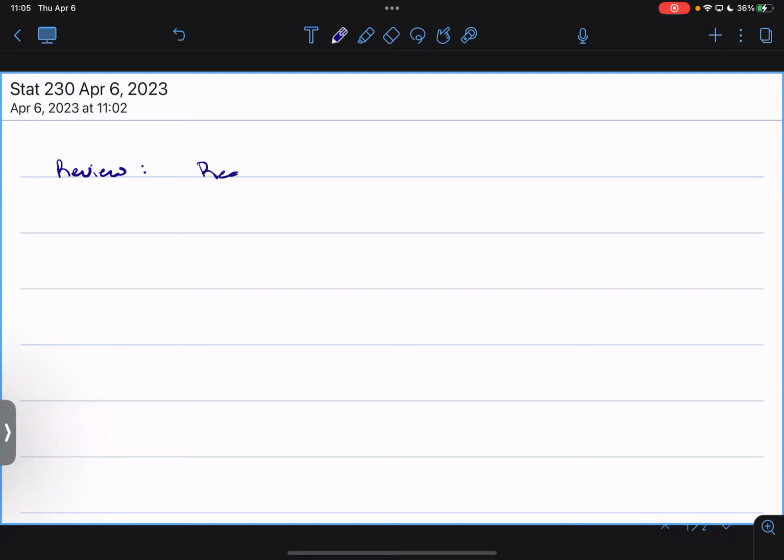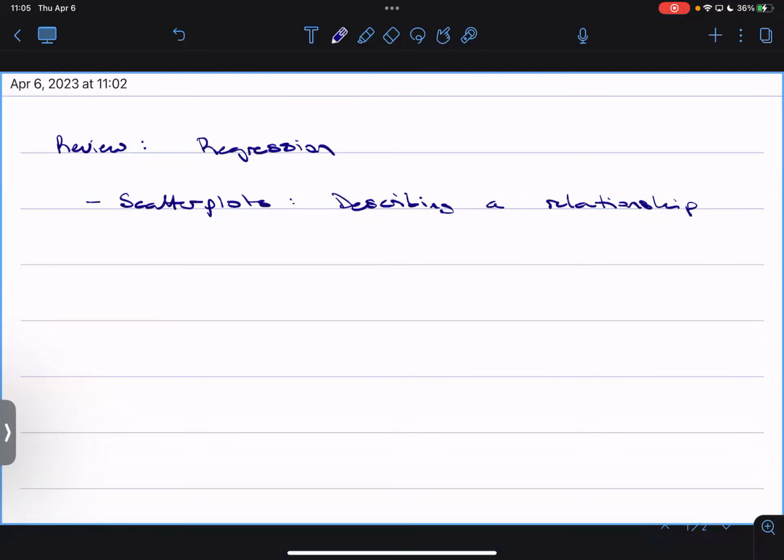We started regression. We talked about, oh yeah, scatter plots. And to describe a relationship, we need to talk about 3 things, right? Shape, direction, and strength in some order. Okay, so the shape, I say shape, you could say form if you want.